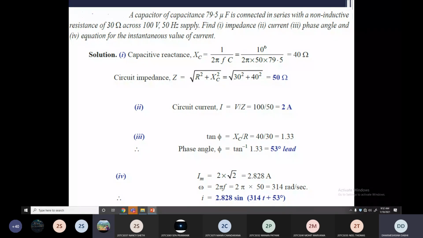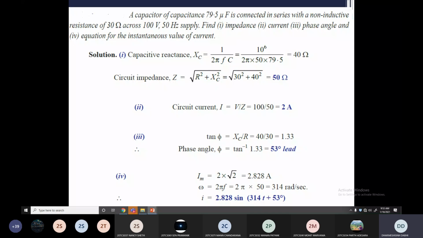Can we calculate the angle as cos inverse R by Z? It's okay. Yes, you can. Yes, you can use any equation. Yes, you can use tan phi equation, also cos phi equation, whatever you know. You get the same answer, 53 leading. No problem. Clear, all of you now?